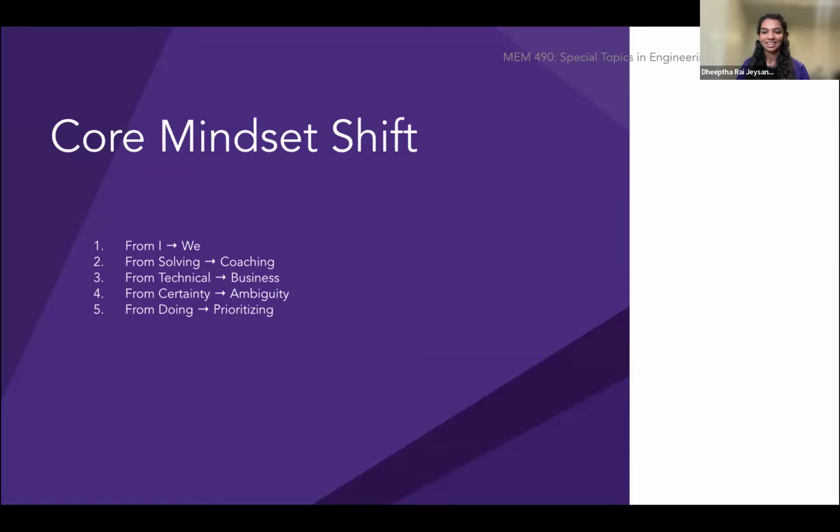So it's about ambiguity, and from doing to prioritizing, because you're not just thinking, this is what was given to me, I'm going to do it. Now you have a lot of tasks on your hand. You have to prioritize according to time, stakeholders, and a lot of other factors. So this core mindset shift is expected.